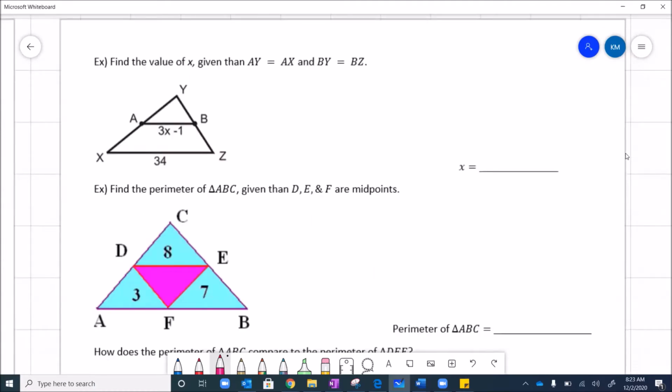All right, here it says find the value of X given that AY is congruent to AX, and BY is congruent to BC. Okay, great. So they gave us information to say, hey, AB is a mid-segment. So everything that we know about mid-segments should be true. All right, so if that's the case, then we know that 3X minus 1 is half of XZ. So since XZ is 34, half of that is 17. And now we start to solve for X. 3X, add 1 to both sides is 18. Divide by 3, X is 6. So the value of X in this case is 6.